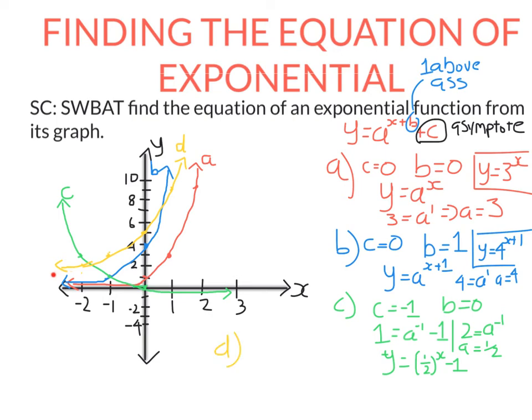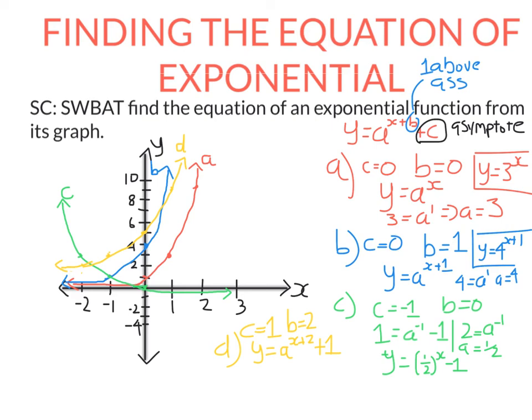In graph D, I know it's not easy to see, the asymptote is actually here at y equals 1. So now let's look at the value of b by finding where it's 1 above its asymptote. If the asymptote's here, it's 1 above its asymptote here when x equals -2. So we have shifted this 2 units to the left. Remember, going to the left means b is actually positive. So here, our equation is of the form y equals a to the power of x plus b plus c.